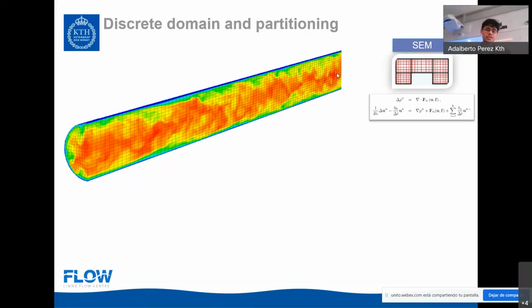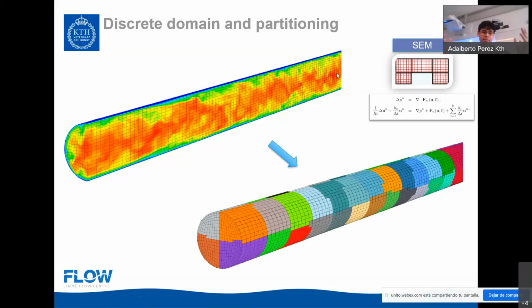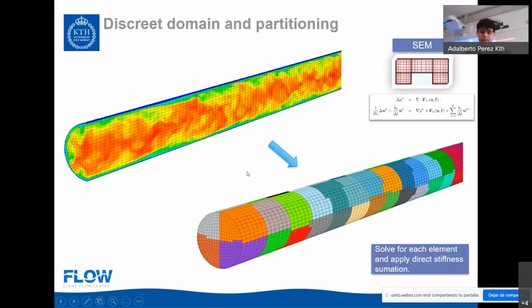Then of course, if we want to solve the equations, and I said that NEK5000 is a purely MPI application, the following thing to do is to partition these elements into multiple MPI ranks. So here, different colors are different MPI ranks, and we are distributing the data. And then the way that we solve the equations is that we solve for each element individually. At the end, we do something that is called direct stiffness summation, where we actually average the values in the boundaries.